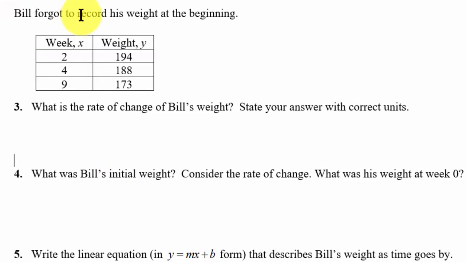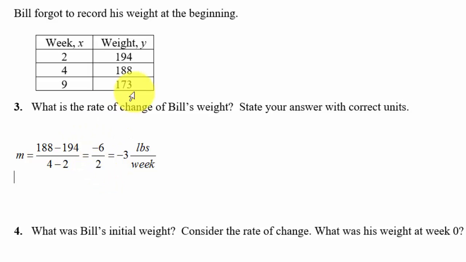Okay, so it looks like Bill forgot to record his weight at the beginning. Remember, Alan had a weight at week 0, but Bill's weight, well, he starts at week 2, week 4, and week 9. So it says, what is the rate of change of Bill's weight? Well, again, we should probably record 2 average rate of change calculations, or find the slope twice to make sure they're constant. And that would be our answer for the rate of change.